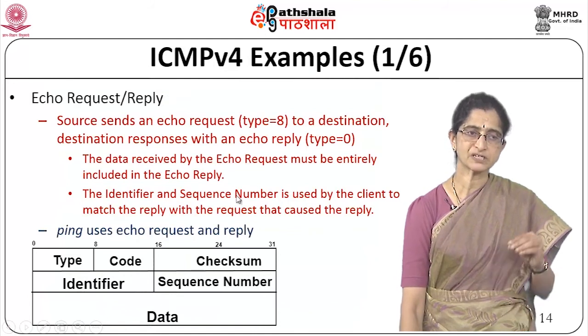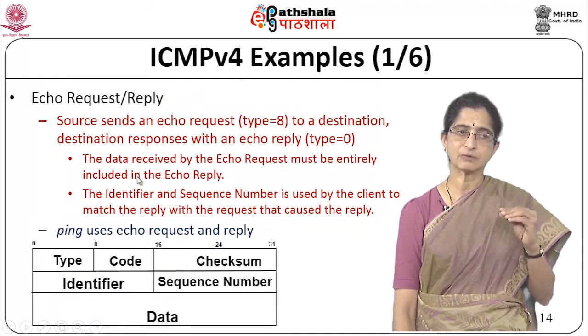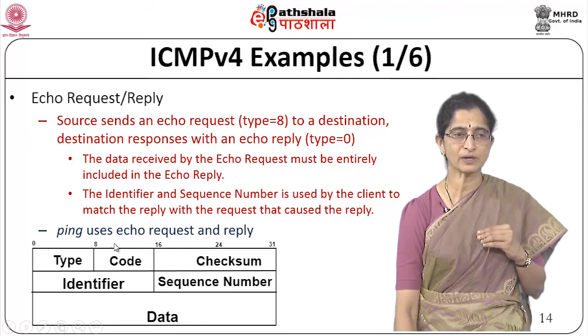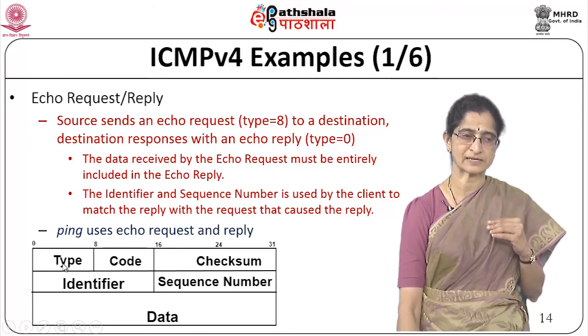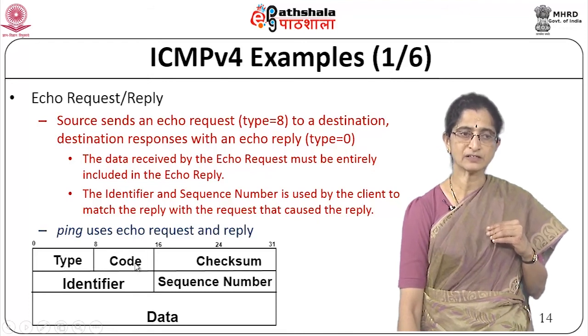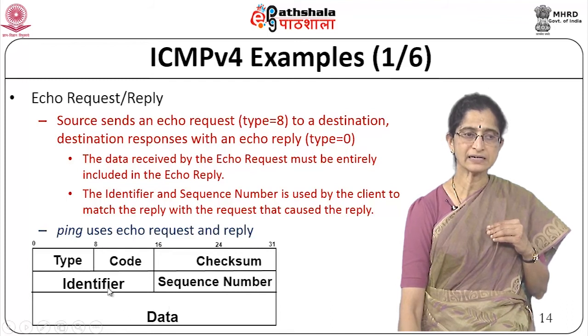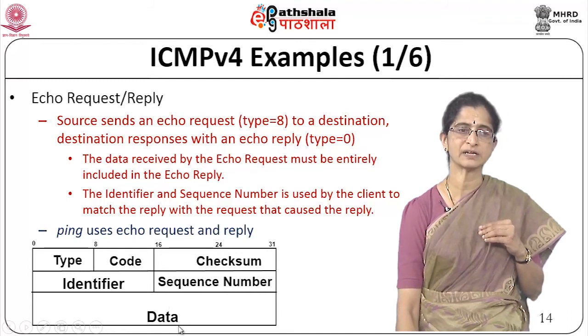So we'll just take the details of some of these messages that we have. We talked about the echo request reply, right? If you look at the echo request reply message, it has the type field, the code field. We've already seen what these fields are, checksum, okay? And then it has an identifier, sequence number and some data.